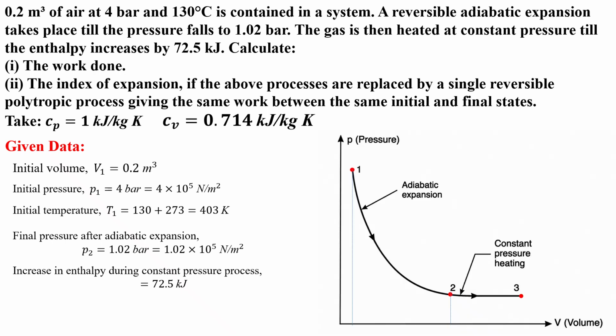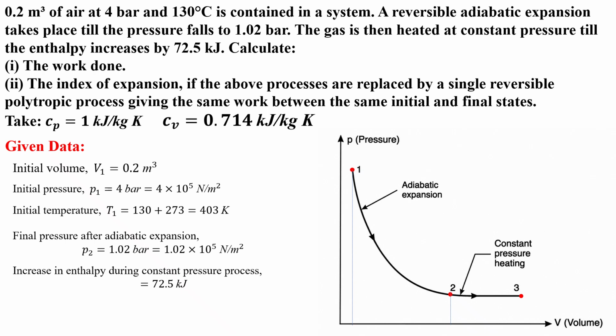So this problem has to be represented schematically. Process 1 to 2 is the adiabatic expansion. Here the V1 value and P1 value are given, the P2 value is also given, and the T1 value is given. The process is the adiabatic expansion, and for process 2 to 3, P2 equal to P3. So the final pressure is also given, P2 equal to P3, and the rate increase in enthalpy is given, that is 72.5 kilojoule.